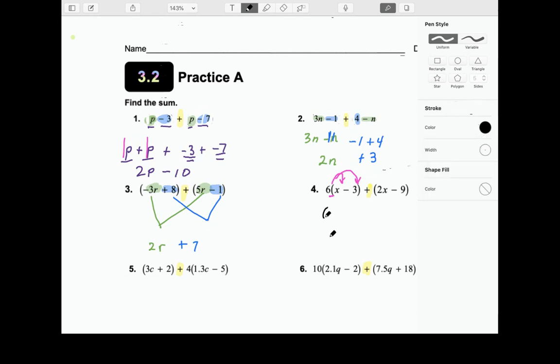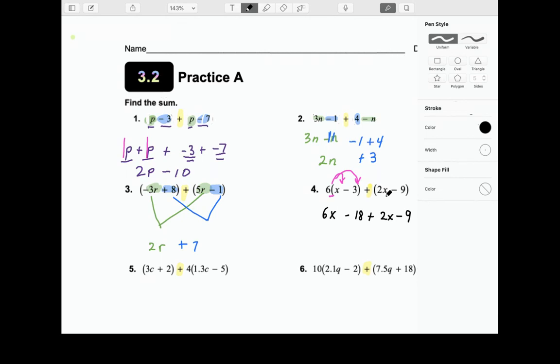I'm going to end up with 6x. 6 times x is 6x. And then minus, and then 6 times 3 is 18. And then I have plus. I could just bring the rest of that down because it's just plus. There's not a number in front there, so I don't need to really worry about that.